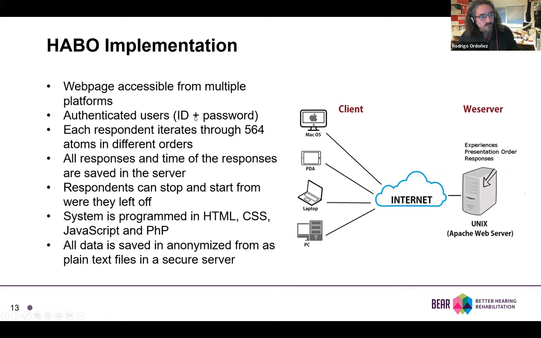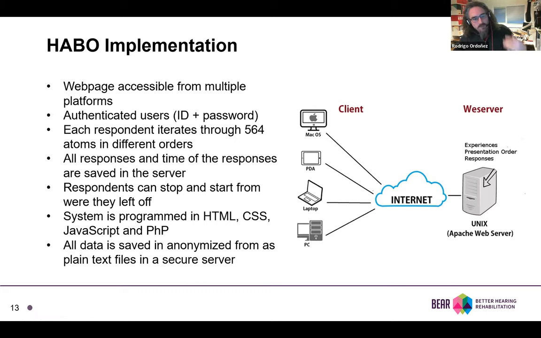Users authenticated themselves through an ID and a password, and each respondent would iterate through the 564 atoms, and they would be presented in different orders. So after you went through 564 atoms, the next round of 564 would be randomized. So it wouldn't be the same order for all respondents. And all responses and the time for each response were saved in the server. So that means that every time a subject pressed either I experienced or not experienced, or this is irrelevant for me, that was registered in a file for that participant.